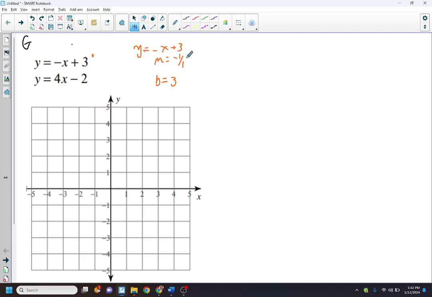So in this situation, that tells me I'm going to go down and right, or up and left. In this case, I'm going to start at positive 3, and this tells me I'm going to go down and right 1, down and right 1, down and right 1, down and right 1, and then make your line.